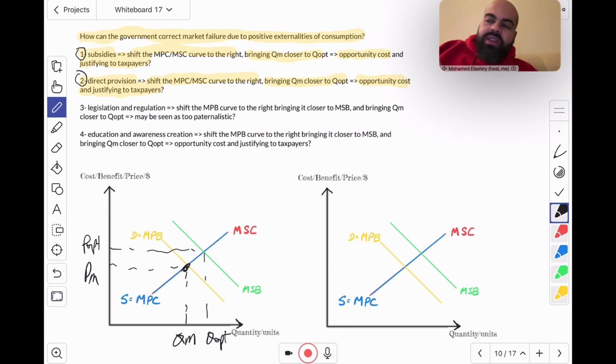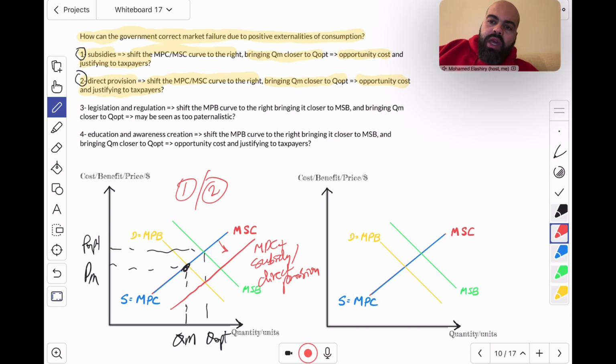So the subsidy, what it will do is it will shift the MPC (MSC) to the right, bringing QM, so we'll call this MPC plus subsidy or direct provision. Both of them have the same effect on the diagram, okay? So this is option 1 and option 2, okay? They will shift the MPC to the right, bringing QM closer to Q opt and making the product more affordable.